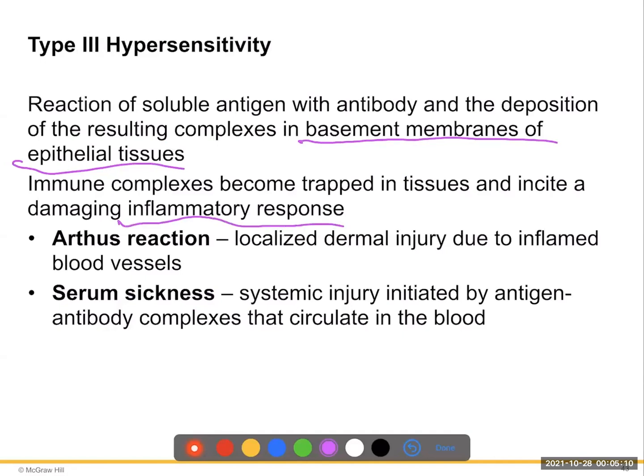Now, this can occur in the skin in the basement membrane, or it can occur in your organs, like in your heart, in the basement membrane of the tissue, or in your kidneys or your lungs. It can occur in different organs also and cause damage in those areas. So Arthus reaction is a localized dermal injury due to inflamed blood vessels from this lodging in the basement membrane. Serum sickness is systemic injury initiated by the antigen antibody complexes that circulate in the blood.